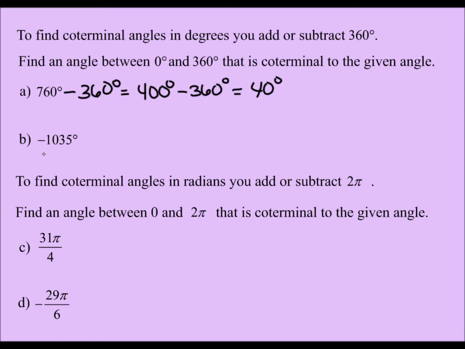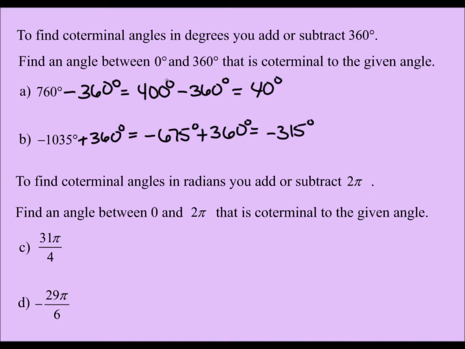In this one, we have negative 1035 degrees. So instead of subtracting 360, what I'm going to do is add 360 degrees. And when I do so, I get negative 675 degrees. Again, this is a coterminal angle to negative 1035 degrees, but it is not between 0 and 360 degrees. So that means I need to add another 360. And when I do that, I get negative 315.